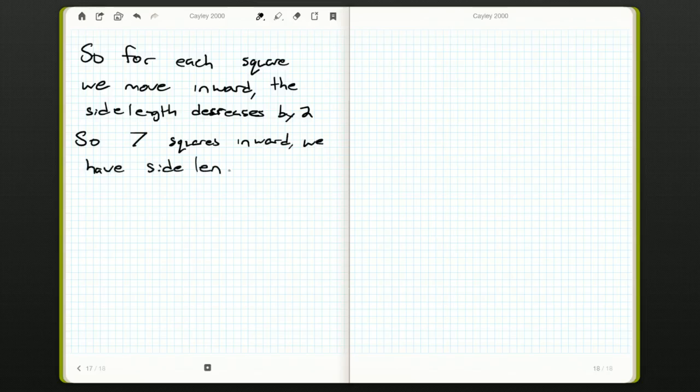So now there's 8 squares. We start at the outer square. So to move inwards, we move inward by 7 squares and we get to the smallest square. We get a side length of s minus 2 times 7, which is s minus 14. Okay.